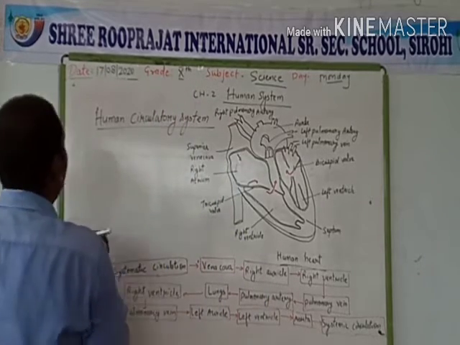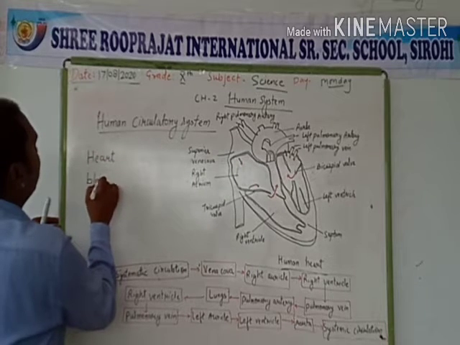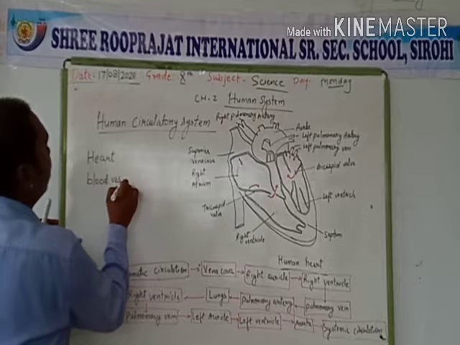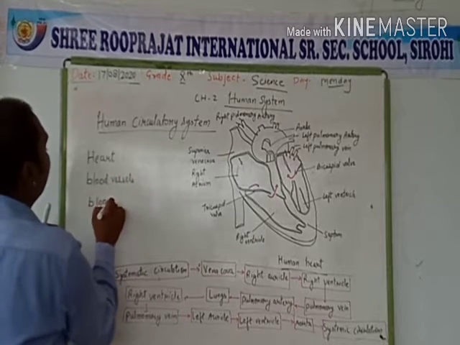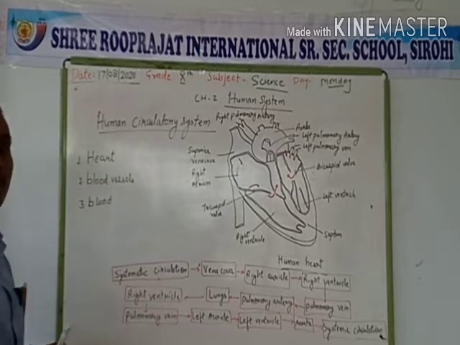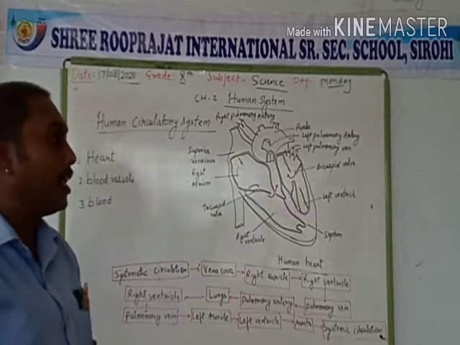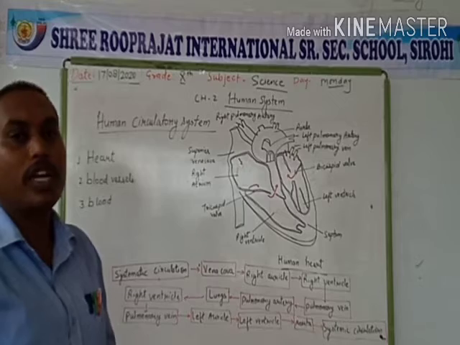Now, in our human circulatory system, there are three main parts. First of all, the heart, blood vessels, and blood. So, in the human circulatory system there are mainly three parts. First of all, we should know about the heart.